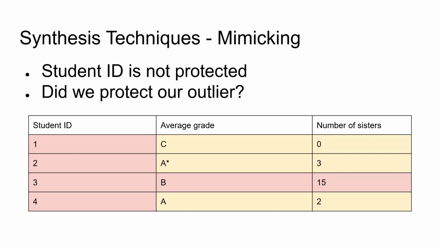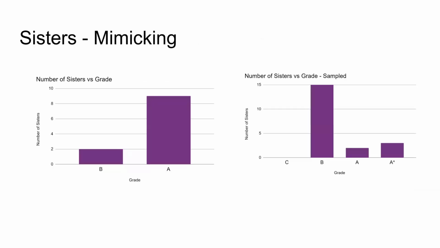Also looking at that outlier student who had 16 sisters, this variance of plus or minus 1 sister hasn't really done much. They're still clearly the outlier. They're still clearly the student with the most sisters by far. And arguably that makes them identifiable if we know enough about this data set.